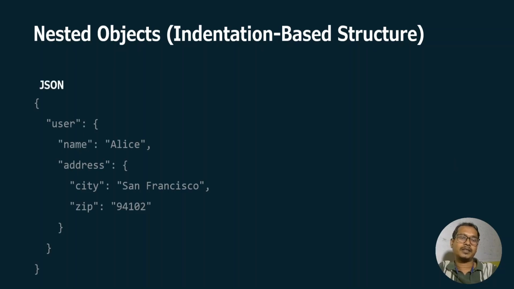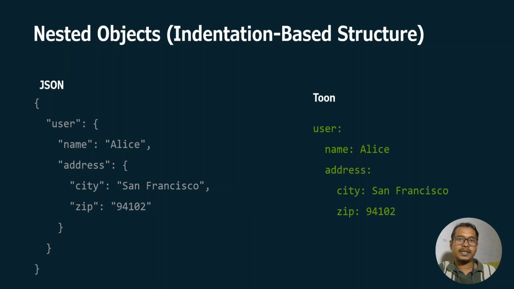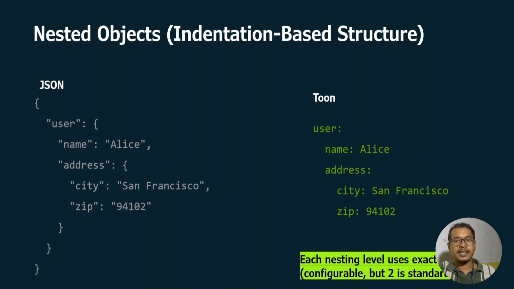A nested JSON object looks like this. You have a user object which has two keys, name and address, and your address key contains another object with city and zip, enclosed by multiple curly braces. If I convert it into TOON format, you keep user, then indent two spaces, then write the next key like name, then address. Each nesting level uses exactly two spaces, and this is configurable, but two is the standard.